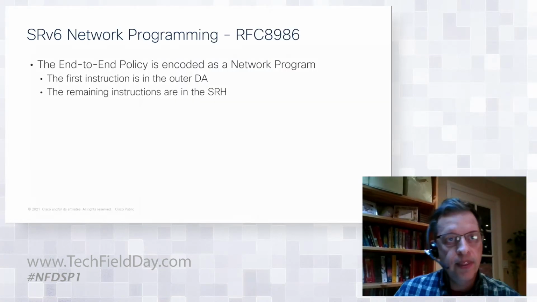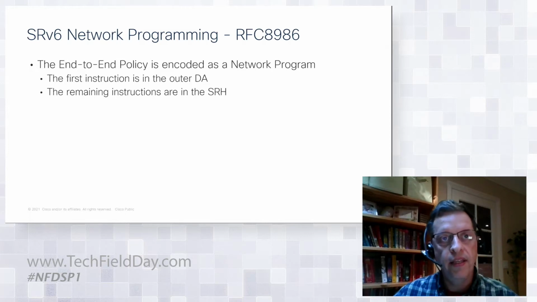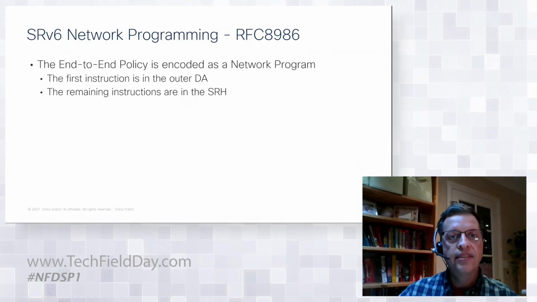The key concept that SRv6 brought to the industry in 2017 is the concept of network programming. By the way, network programming is now a proposed standard at the IETF, it's RFC 8986, and it conveys the key point that an end-to-end policy is encoded as a network program, where the instructions are either in the outer IPv6 header destination address, as well as in the segment routing header extension that is part of that outer IPv6 header.